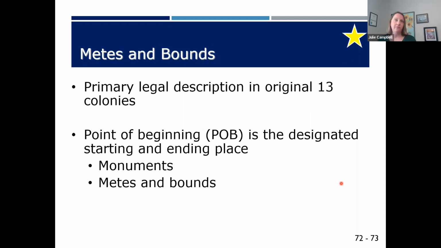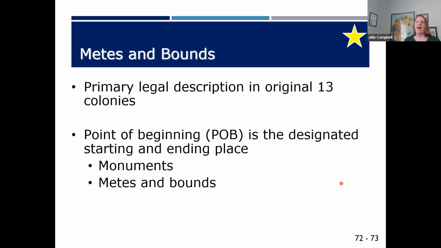Monuments can be natural. Maybe it's a rock or a tree. Monuments can be placed by man. The telltale sign that a surveyor has been there, they leave behind a little stake in the ground with a pink flag on it. That's how you know a surveyor has been there, identifying the corners, identifying the points to turn.